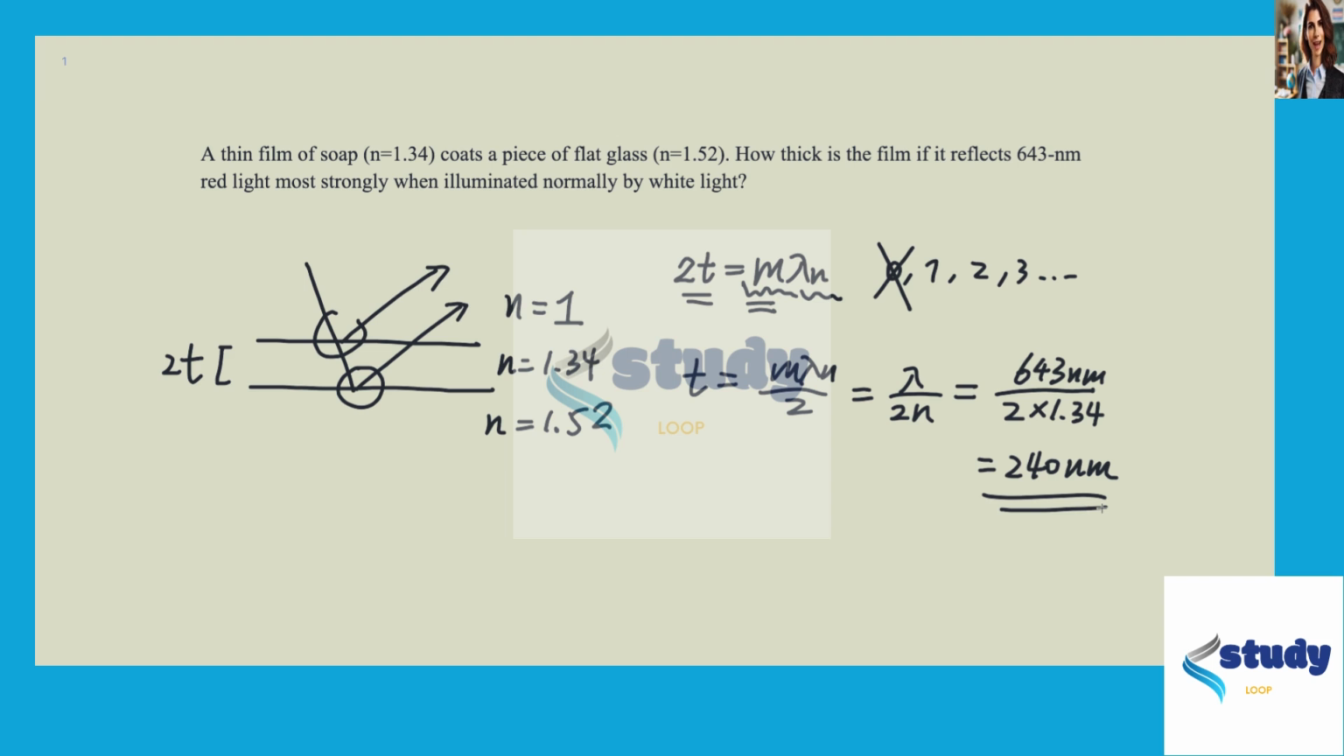And you can find other thicknesses by assuming m equals 2 and 3. So t really could be any integer multiple of 240 nanometers. It could also be 480 nanometers, or 720 nanometers, etc. But this is the minimum thickness required for this coating. And this is also a more realistic thickness for the soap film, because we know the soap coating cannot be infinitely thick.